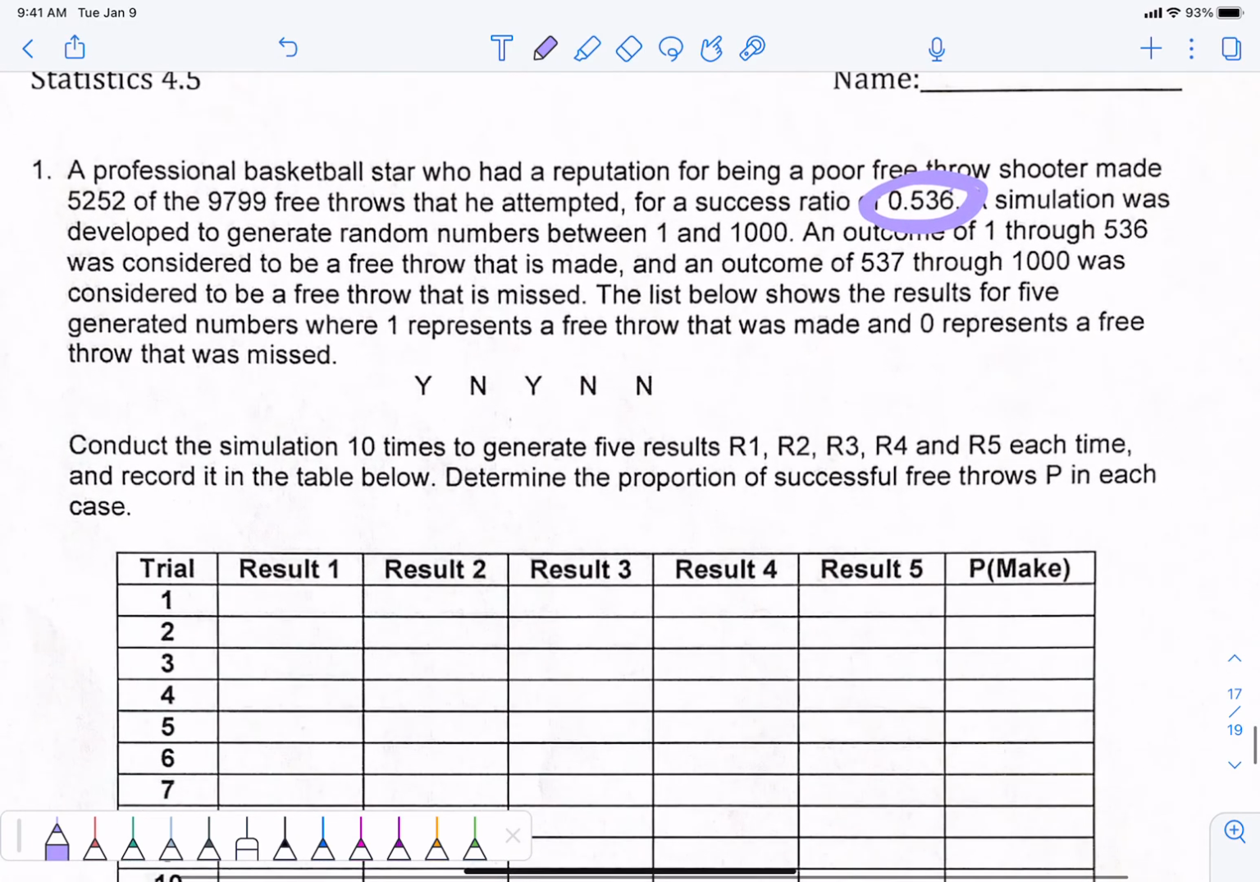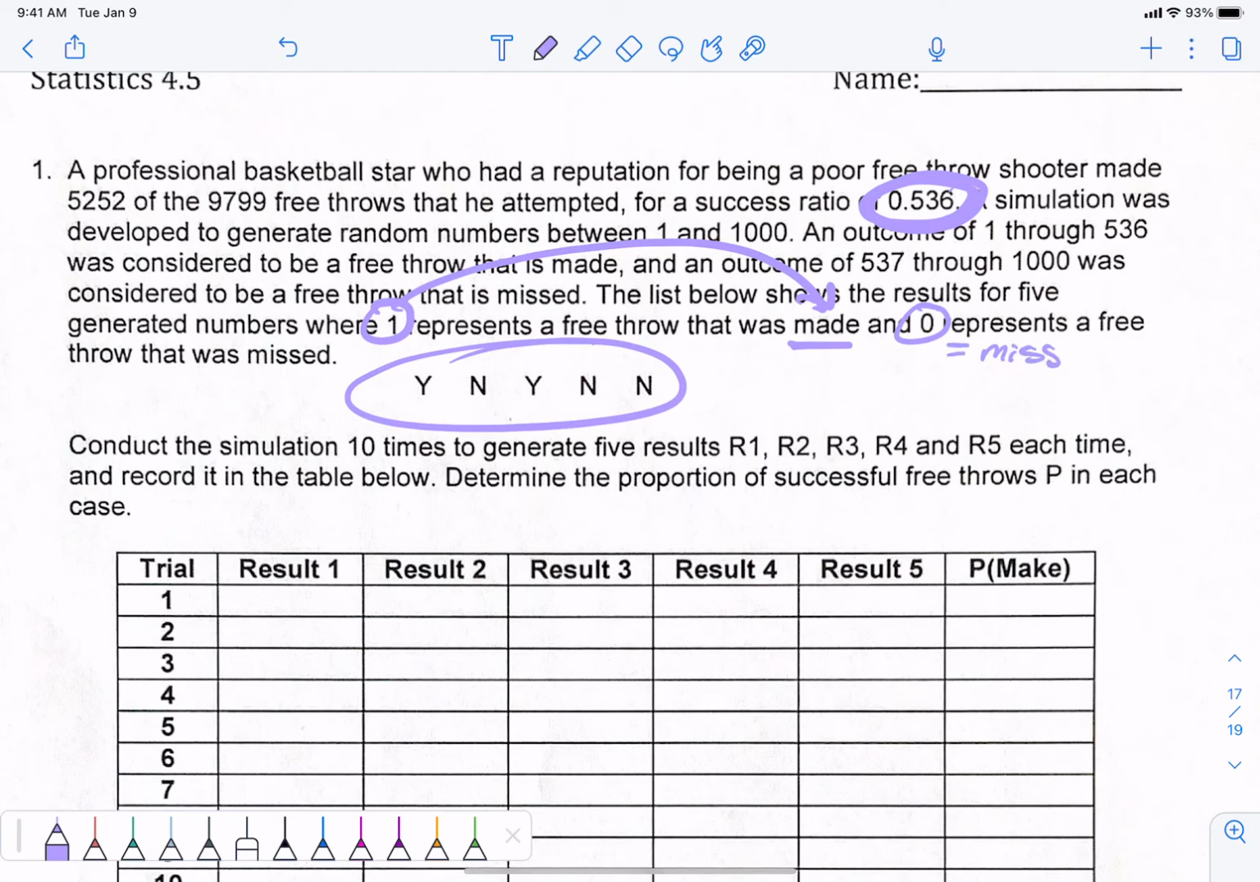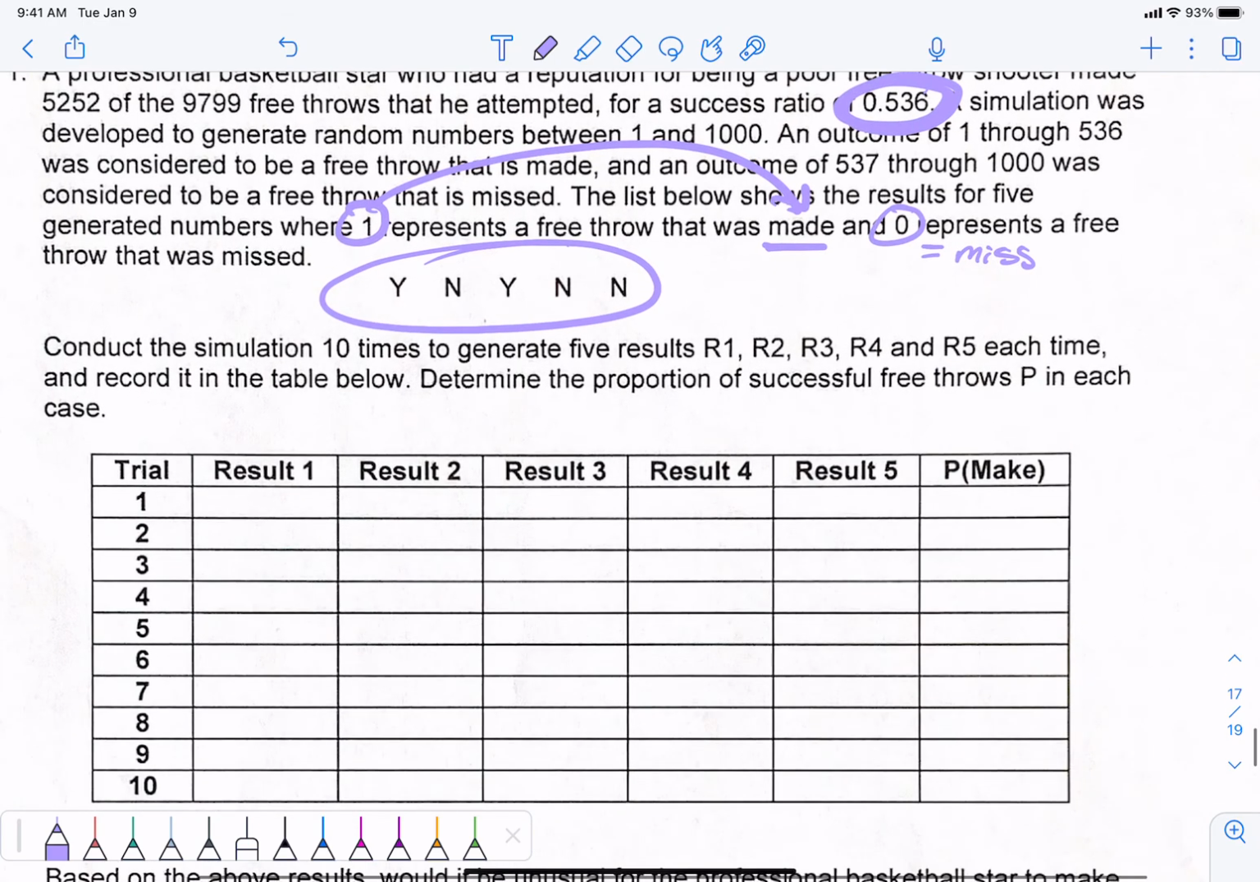We are simulating 5 free throws at a time, and here's the results that we got, okay? Now, for some reason, I put a 1 represents a free throw that was made. So 1 is a make and 0 is a miss. Okay? But then I went ahead and put yes, no, yes, right? Whatever, okay? So that's kind of weird, but when you run the simulation, you will do 1 as a make and 0 as a miss, right? Okay? When you actually do this random number generator, okay?